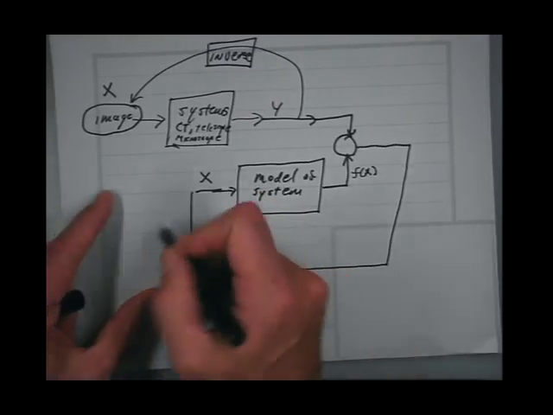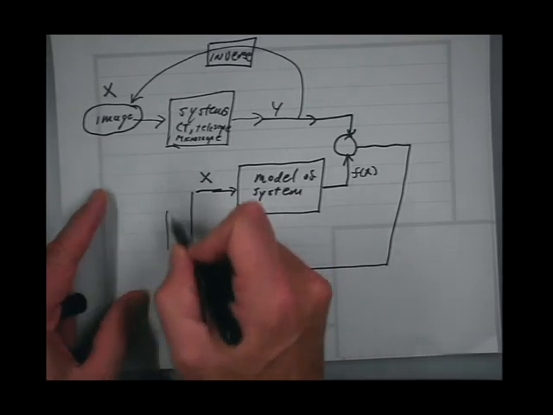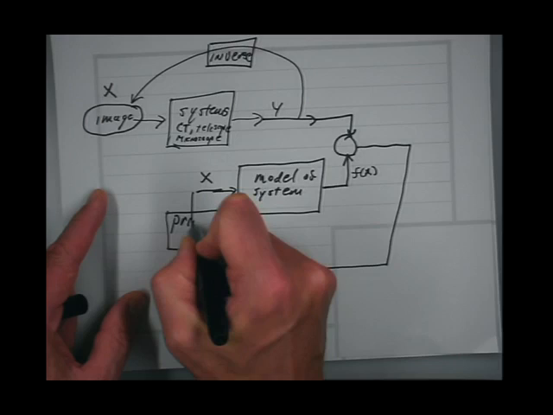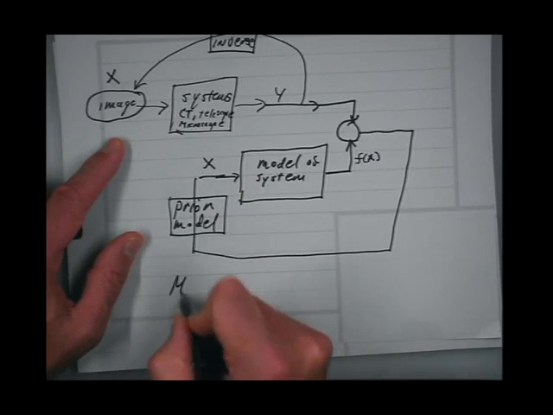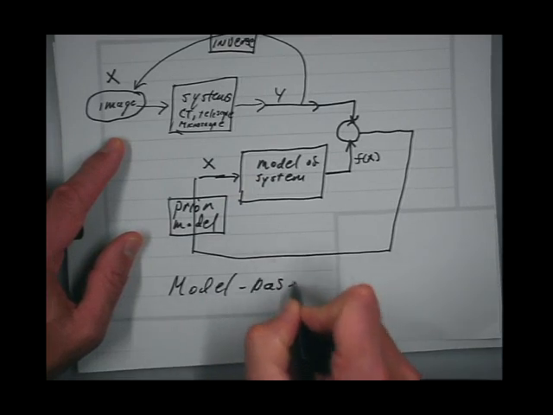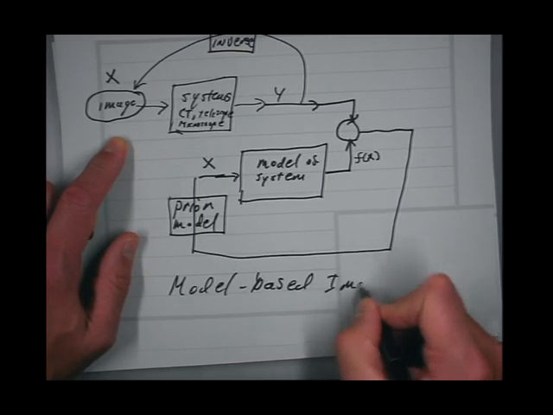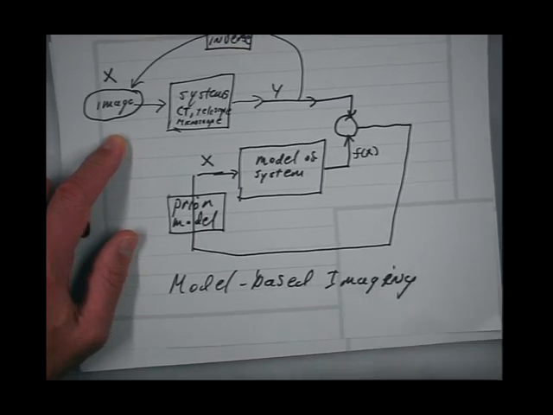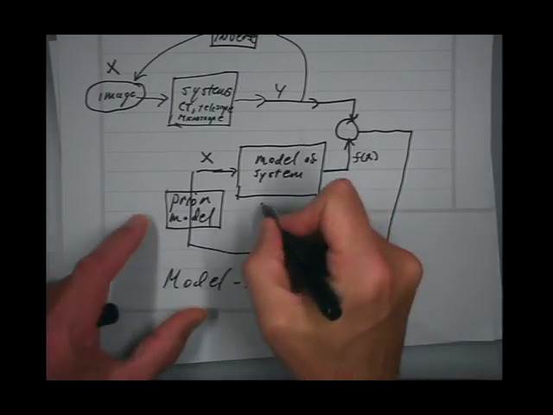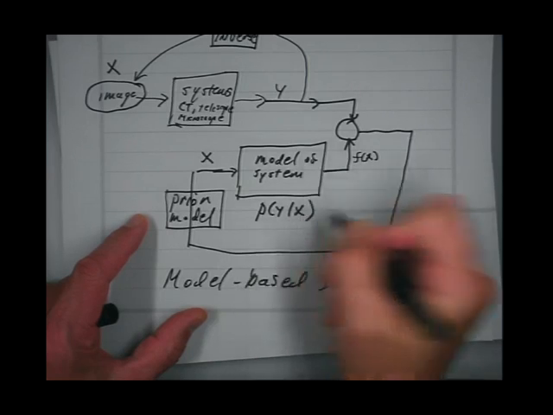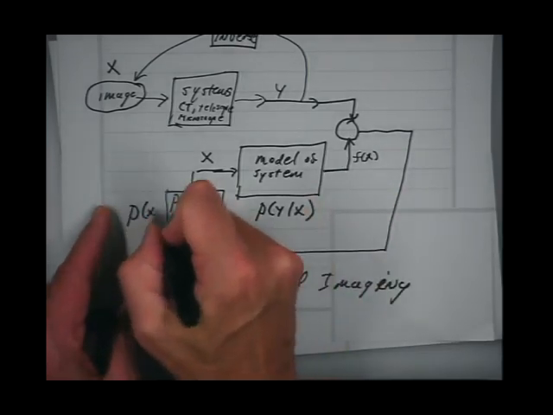So instead what you want is a model. You have a prior model here. So this I call model-based imaging. There are lots of problems which fall into this category of model-based imaging. And to do model-based imaging, you need models. The models are going to be probabilities, okay? So you need to have a probability distribution. The model of the system is going to be the conditional probability of y given x, and the model of the unknown is going to be the probability of x.